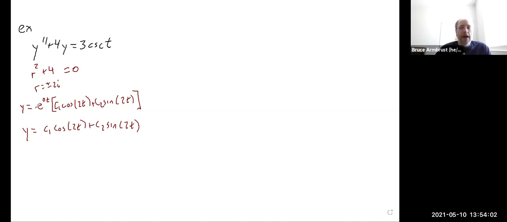All right, so I'm going to put a little h on that just so that we recognize that that was the homogeneous solution. Okay, so now we've got to get to the particular. If you continue the thought process of what we did before, you now look over here and you go, okay, I've got a 3 cosecant of t.